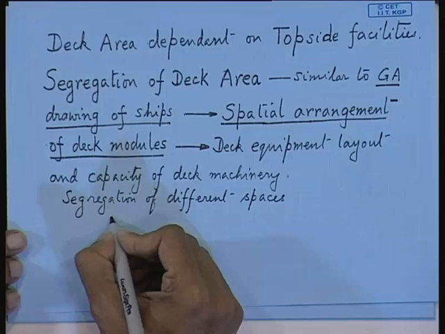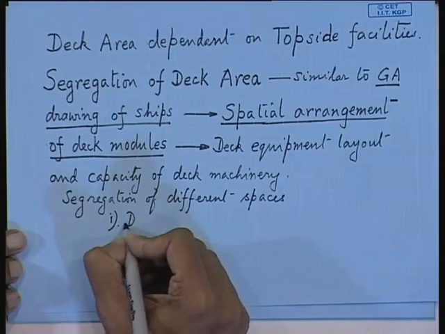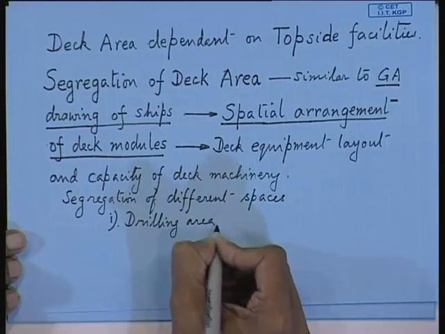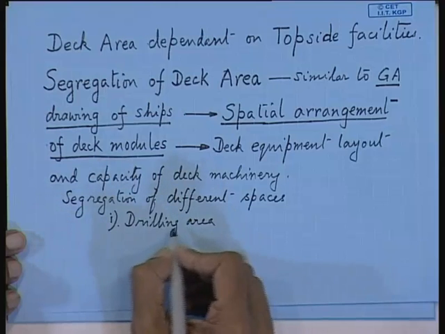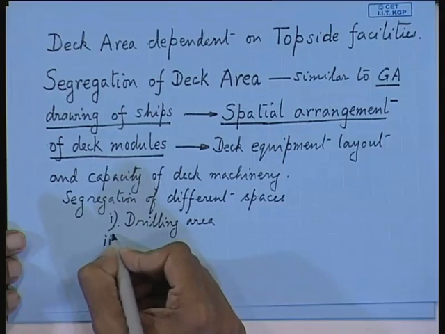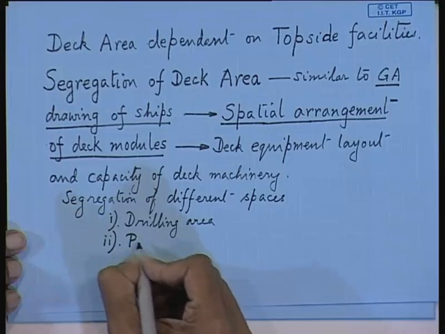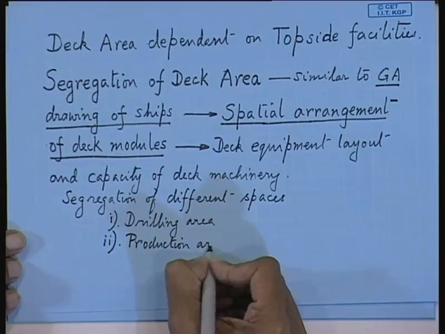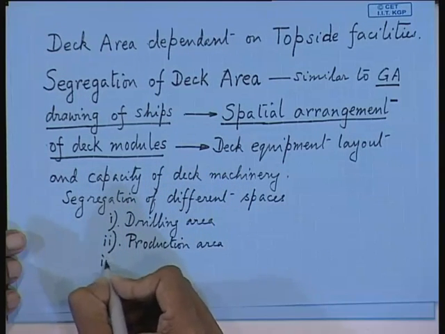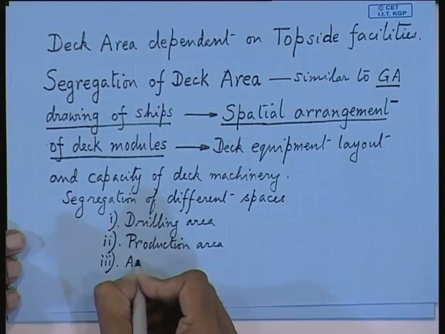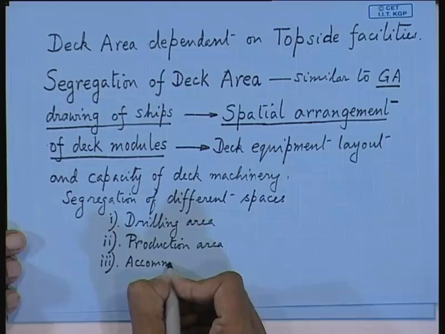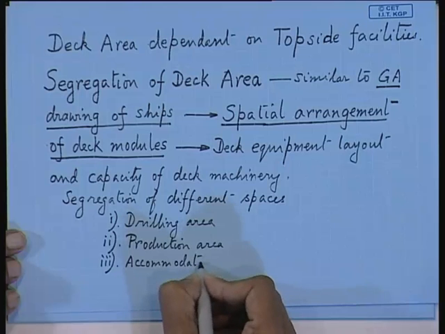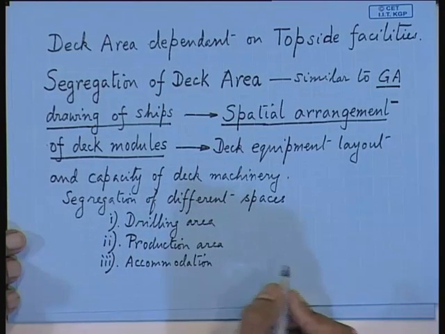So, the primary spaces are the drilling area, where if you are doing drilling, and nowadays, as I told you, you can do both concurrent drilling as well as production. You separate the drilling area from your production area. Next is your accommodation. You cannot have accommodation on top of your derrick, is it not? So, that has to be separate from the drilling and production area and far away from the gas flare.